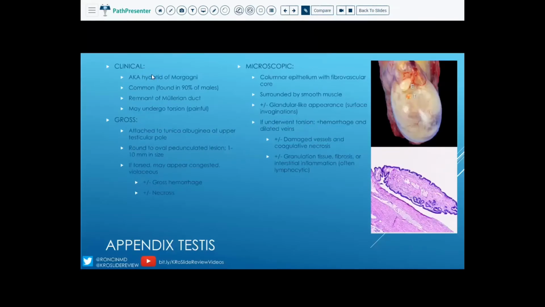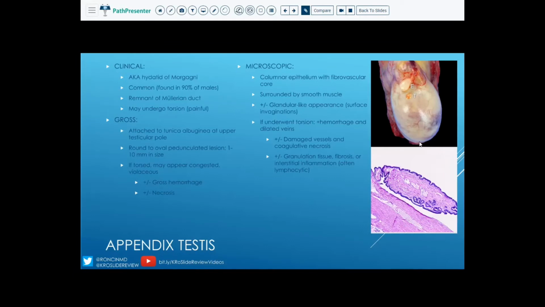And remember, hydatid just refers to anything that's sort of grape-like. And these are common. They're found in most males, actually. And it's a Mullerian duct remnant that can undergo torsion. So when we look at the appendix features, you can have appendix epididymis and appendix testes. So here's the appendix testes. So we can see that they are attached to the tunica albuginea at the upper testicular pole.